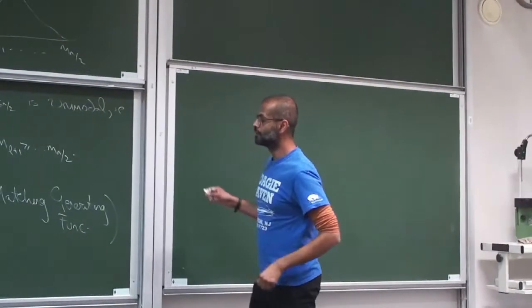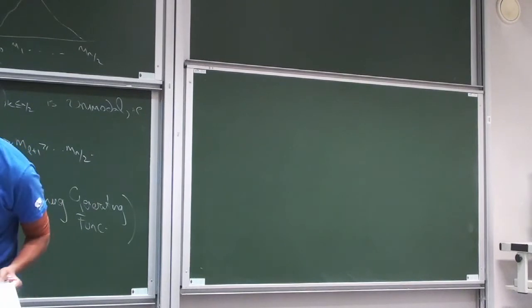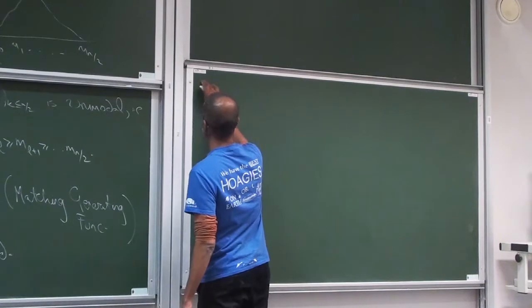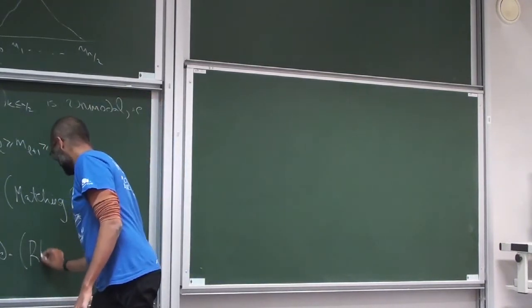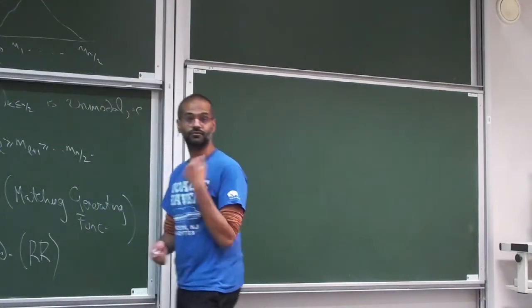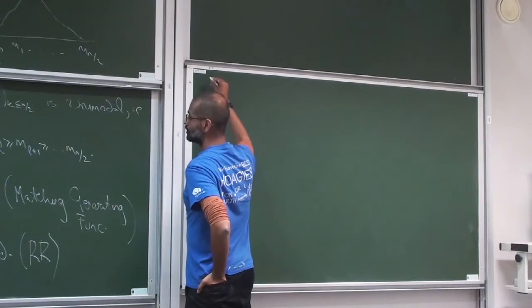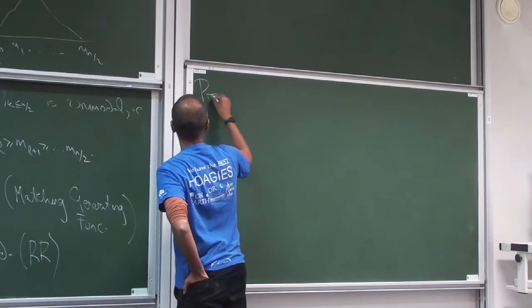Good. So let me now say a bit about real rooted polynomials. I'm going to say real rooted a lot, so I'm going to write it as RR for real rooted. So why is this good? Let's list some properties of real rooted polynomials.